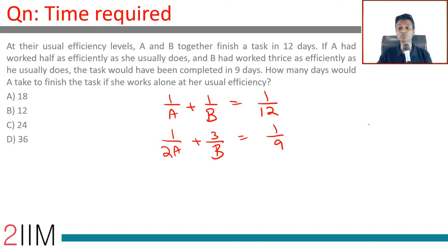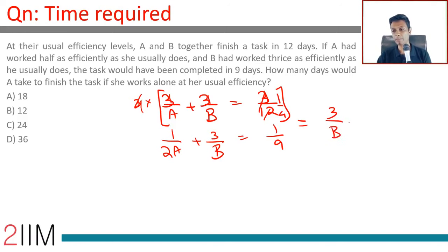Eliminate B, you're through. How do you eliminate B? Multiply this equation by 3. It becomes 3 by A, 3 by B, 3 by 12. And then subtract. 3 by 12 is nothing but 1 by 4. We'll get 3 by B, multiply by 3, 3 by A minus 1 by 2A is 1 by 4 minus 1 by 9.